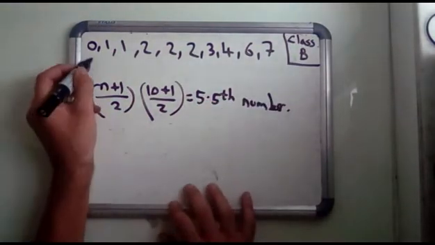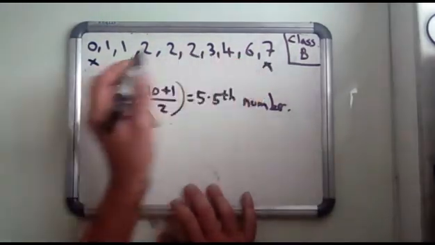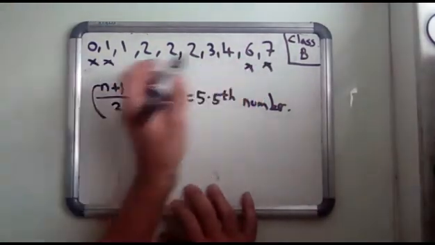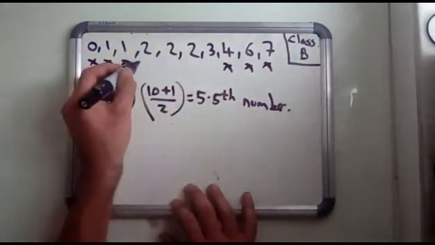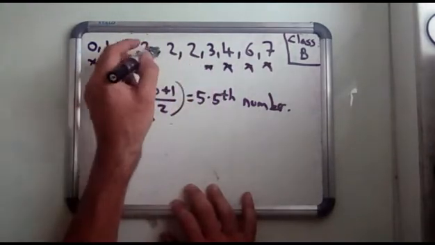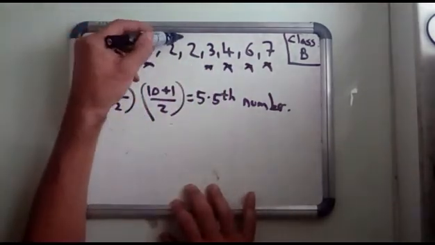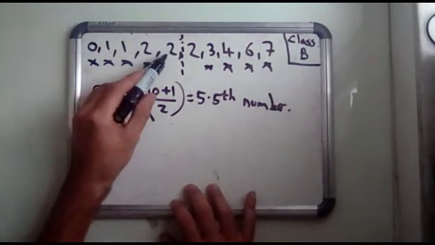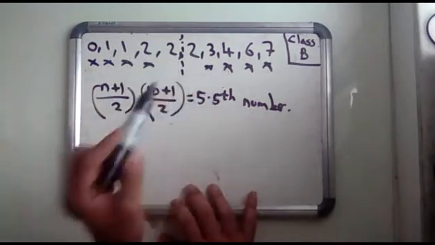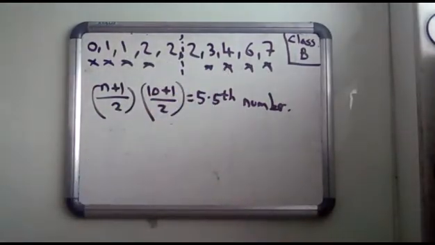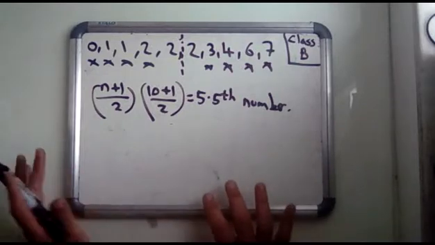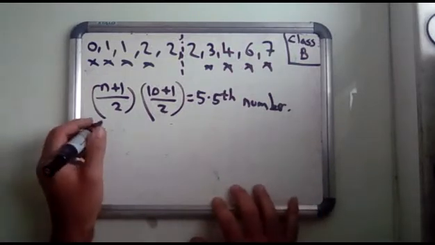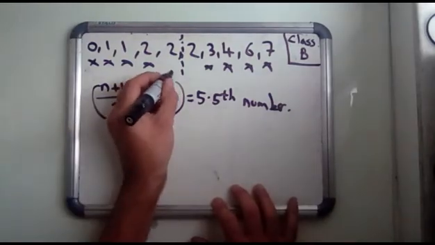We can do it by crossing as well. You cross those two, cross those, and you end up with these two numbers here. So the median position is here, halfway between the 5th and the 6th. Now in this case, they happen to be the same number. They're both 2. So we just need to find the average of 2 and 2. So the median is here.